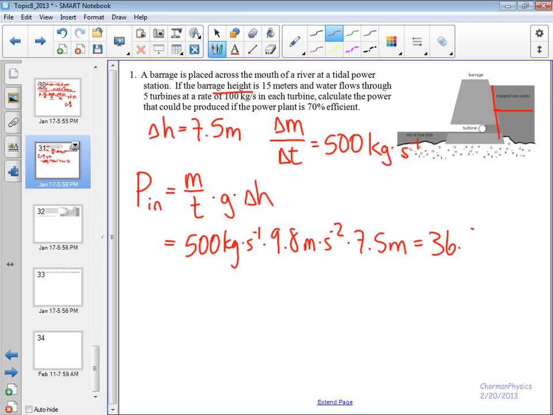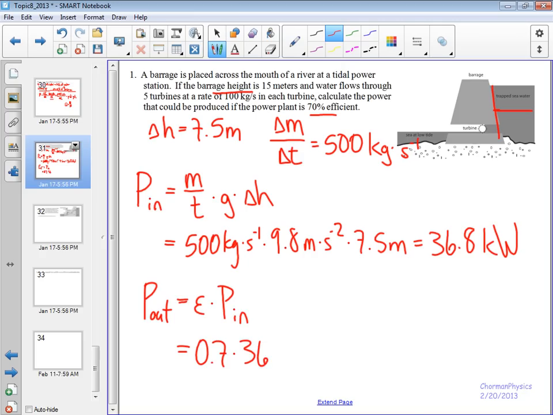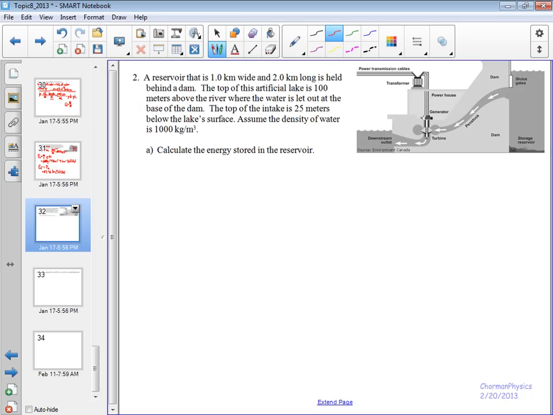We end up with 36.8 kilowatts. And since this is the total input, what we want is the useful output of electricity. Given that the plant is 70% efficient, it's going to look like this. So 0.7 times 36.8, and what we end up with is 25.7 kilowatts. That is our useful output power.